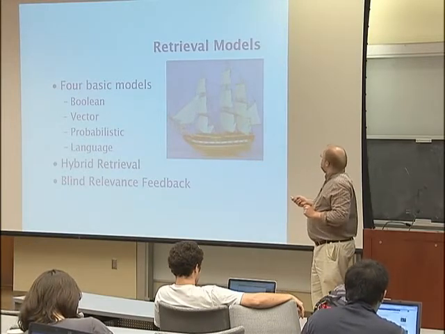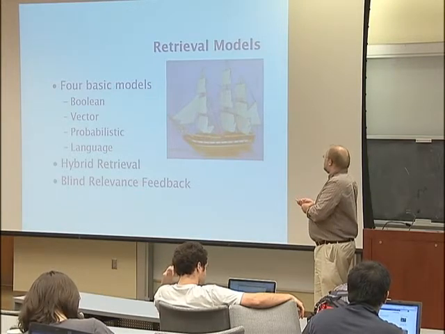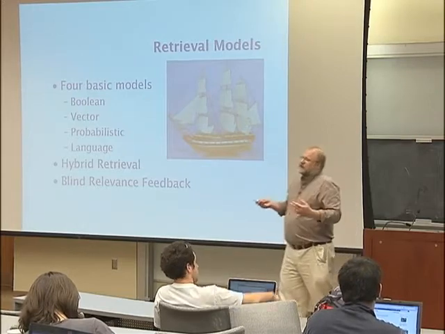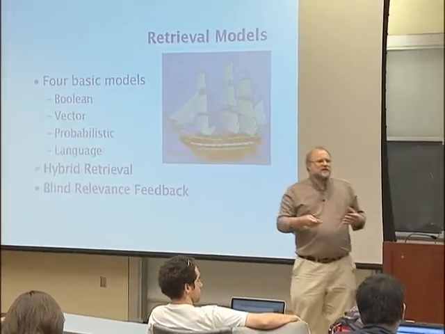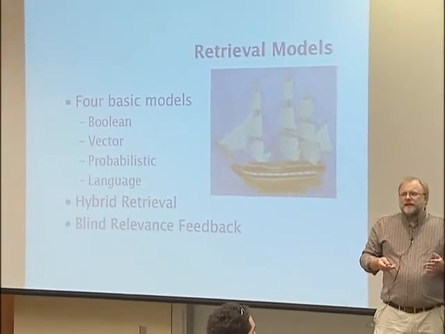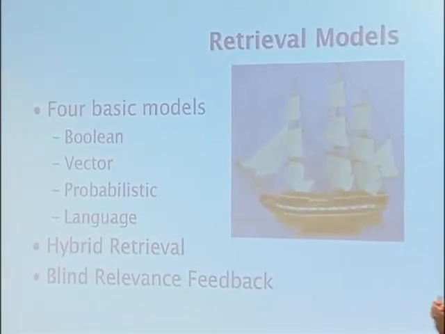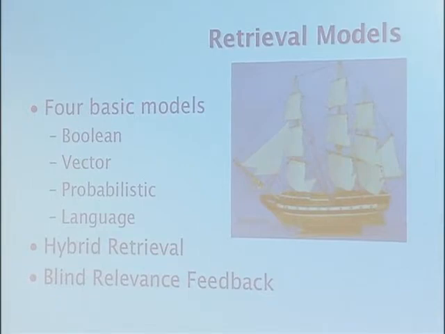So for that, we need what's called a retrieval model. And we have 4 basic models that I'm going to cover. These are probably the most used similarity metrics. There's a whole slew of similarity metrics out in the literature. So this is by no means all of them, but these are the 4 most common kinds of similarity metrics.